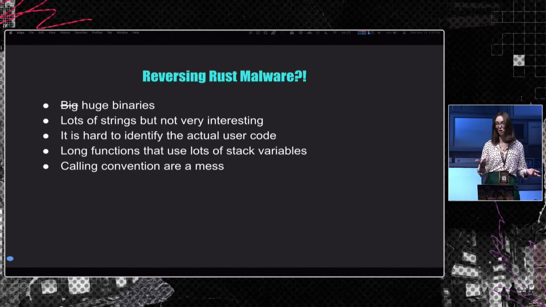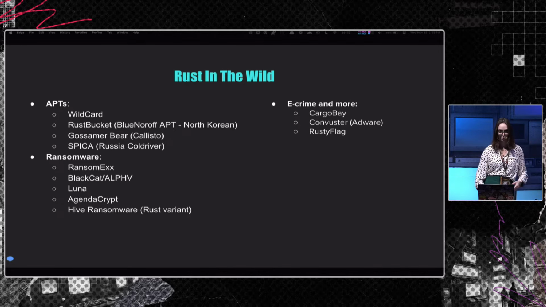So we also understand why threat actors would choose Rust, because it is so hard to reverse, and the malware is more efficient. We see new malware being developed in Rust, for example, RustBucket, and we see malware that was previously written in C or even in Go being rewritten in Rust. It is widely used by nation states, e-crime, ransomware, and basically we see Rust more and more.